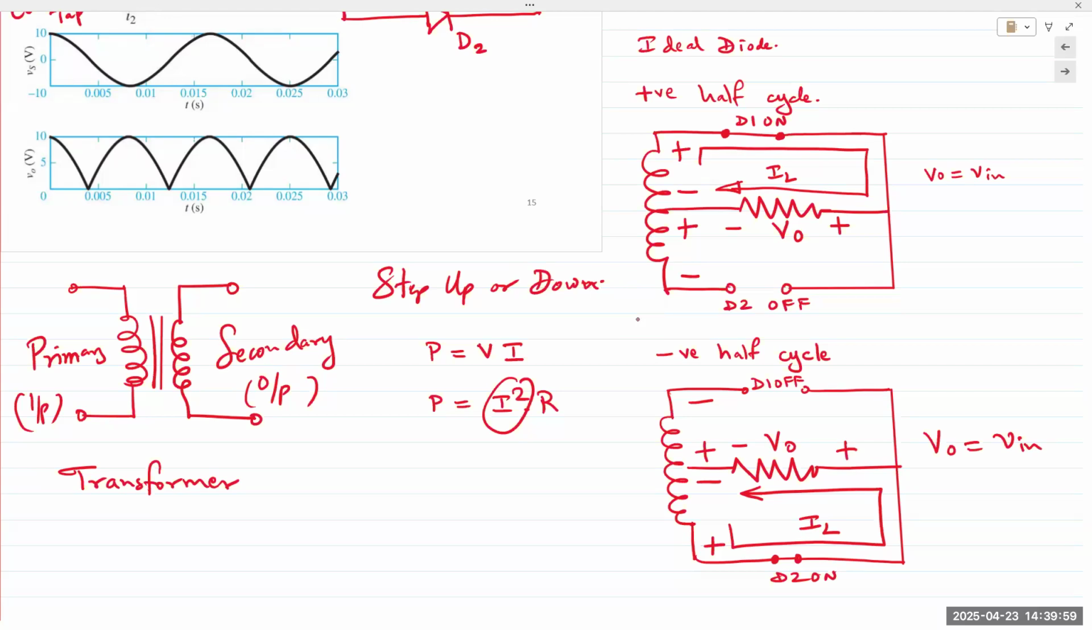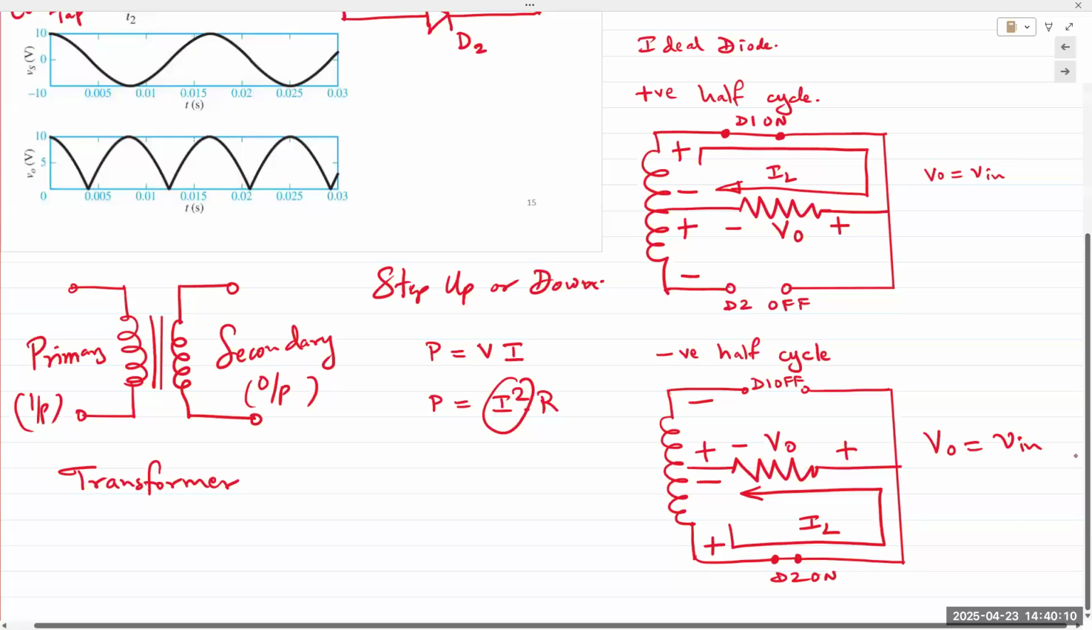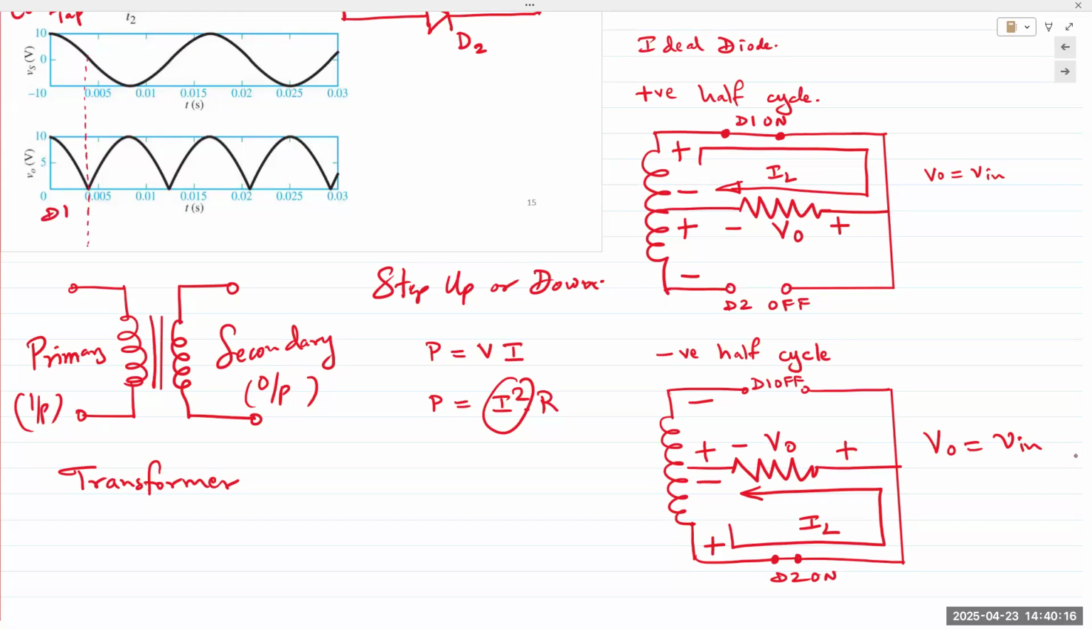So the voltage across the resistor is positive in both directions. I mean, sorry, for both half cycles. And hence, we obtain a waveform that looks like this. This is when D1 is on. This is when D2 is on. So both half cycles are rectified, and you get positive output for both.